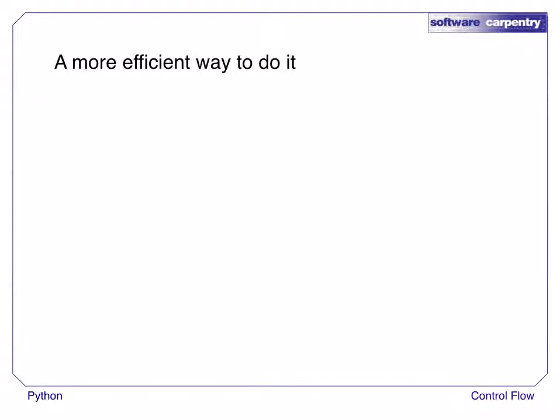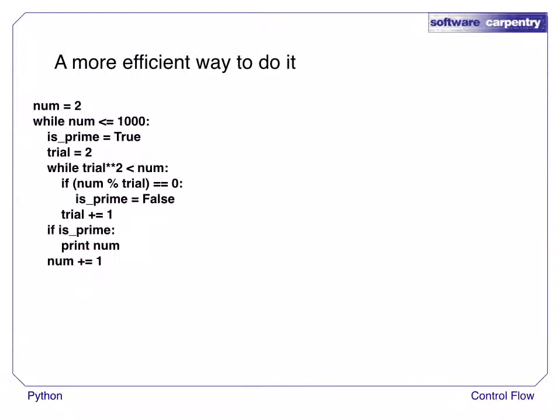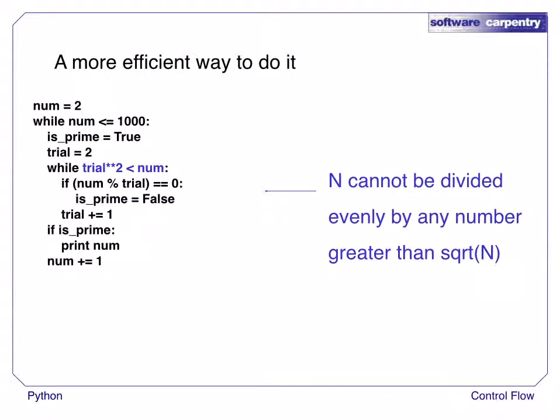But as ever, there's probably a more efficient way to do it. Now this code is almost the same as what we just saw, but it takes advantage of the fact that a number can't be evenly divided by anything greater than its own square root. Now this is a pretty neat idea and it can save a lot of work, but unfortunately this program contains a bug.